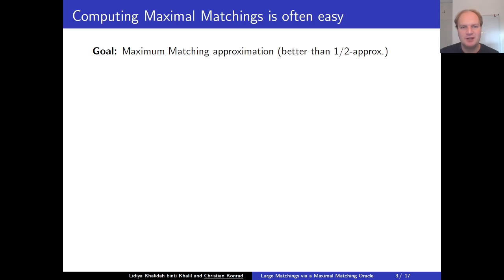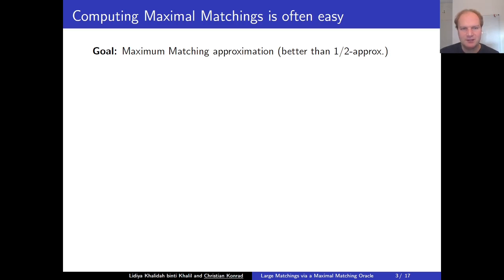So our goal in general in this work is to compute approximations to maximum matching. We want to find matchings that are as large as possible. In particular, we want to find matchings that are better than 1/2 approximations. So matchings that go beyond maximal matchings as an approximation for maximum matching.